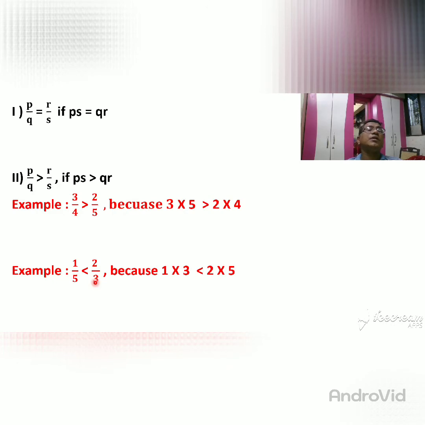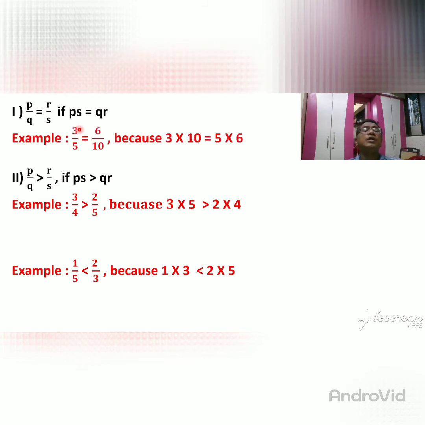It is written here: P upon Q is equal to R upon S if PS is equal to QR. So that example is also here. See, this is P upon Q equal to R upon S. When we say equal, it means the multiplication of PS, the first numerator and the other denominator, is equal to the multiplication of QR. Here it is written PS is equal to QR. Then these two numbers are equal.